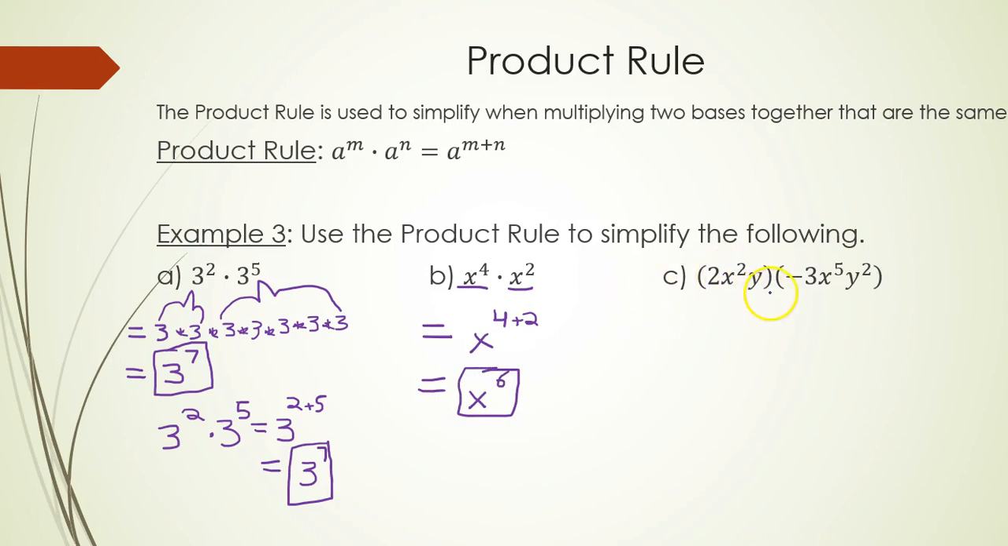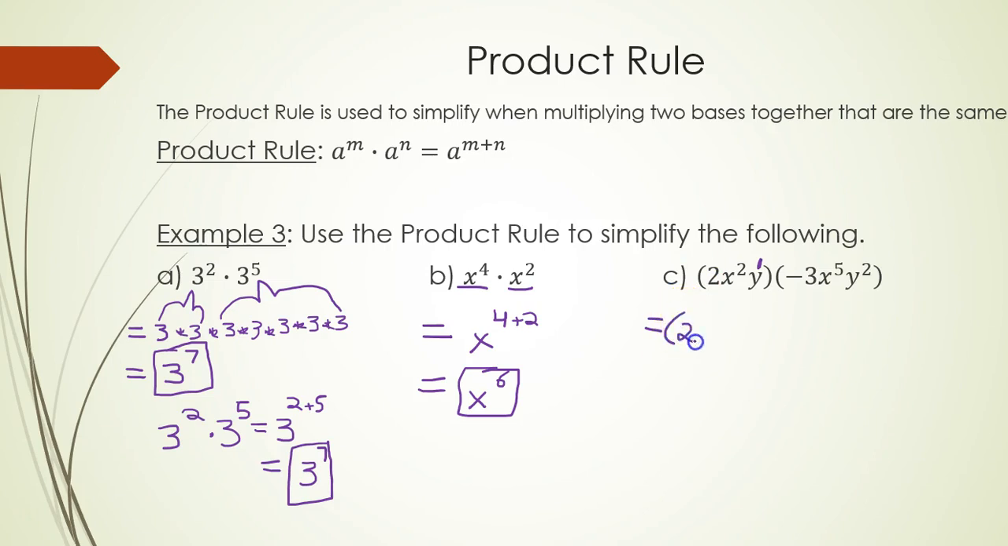Part C has a little bit more action going on with it. You have a 2x squared, y to the first power, negative 3x to the fifth, y squared. This is all being multiplied together. So I'm going to group this and write this a little bit differently, because you can write multiplication in any order you want without changing the value of the expression.